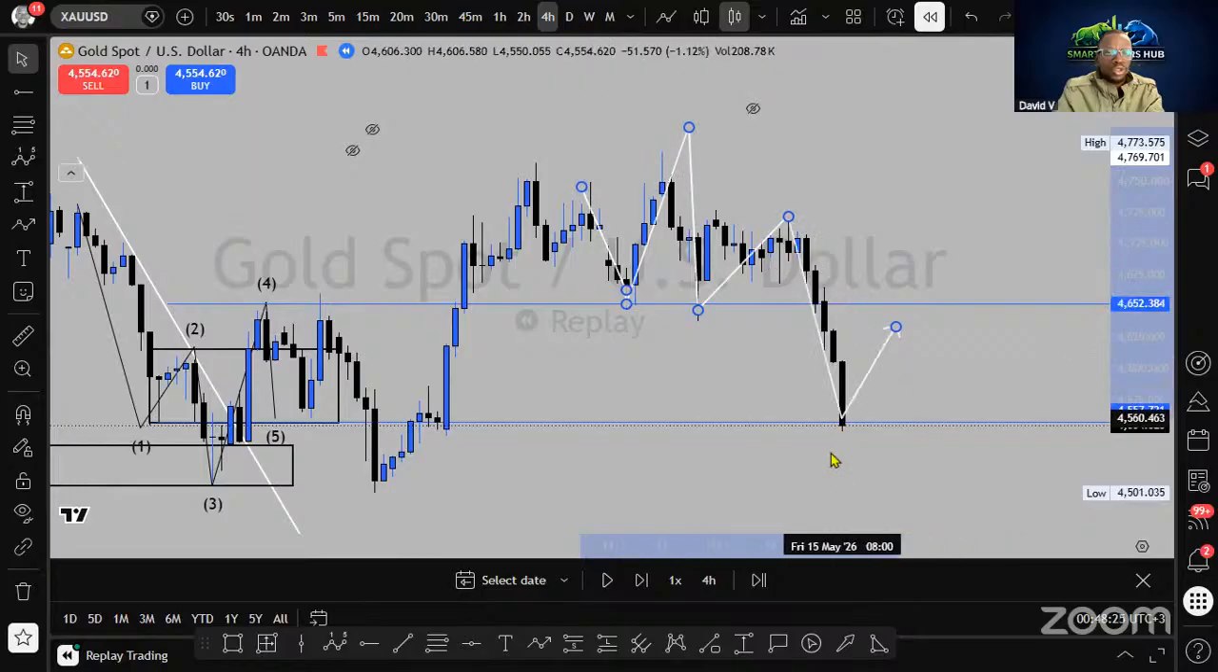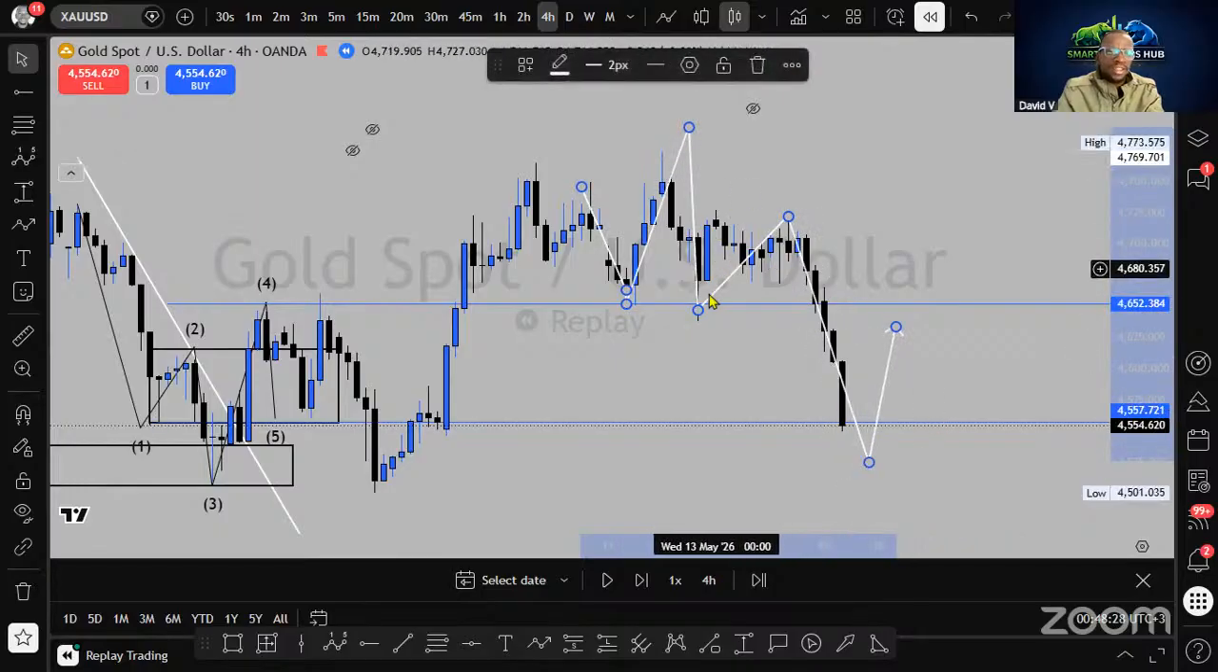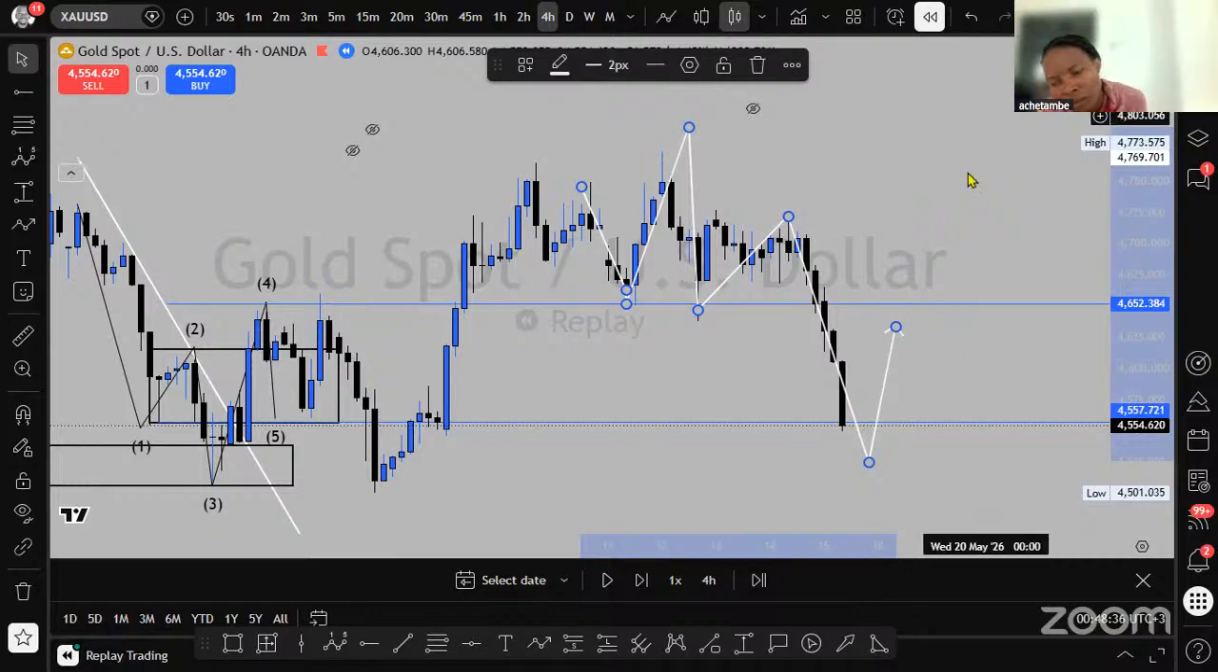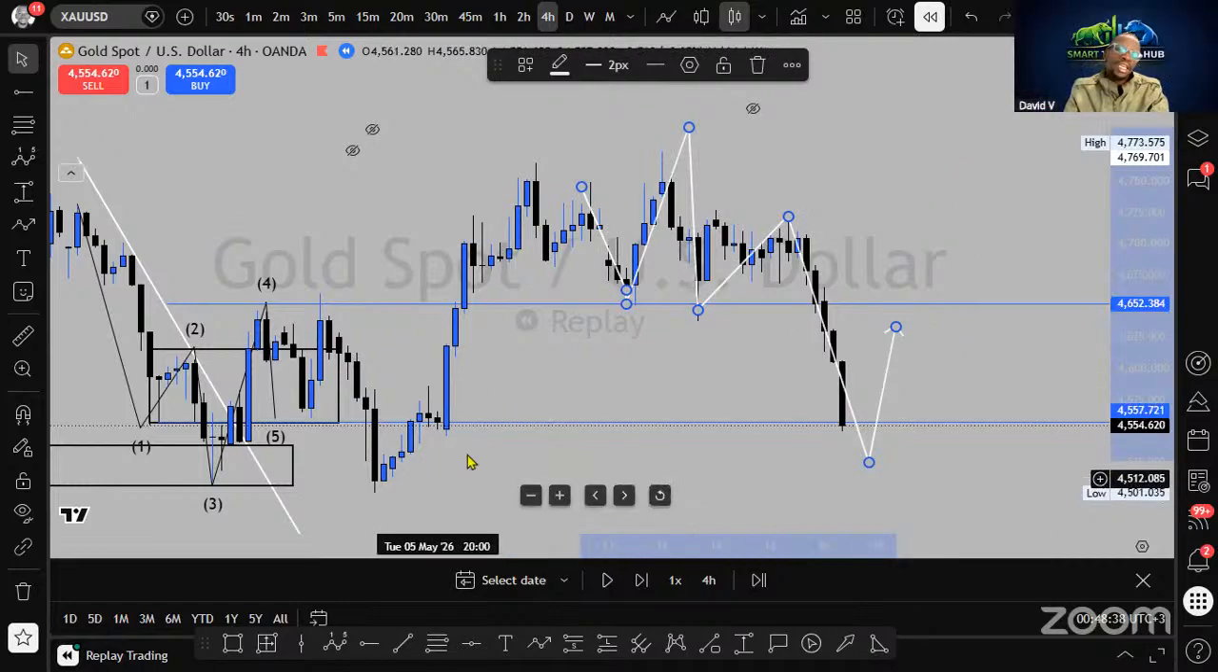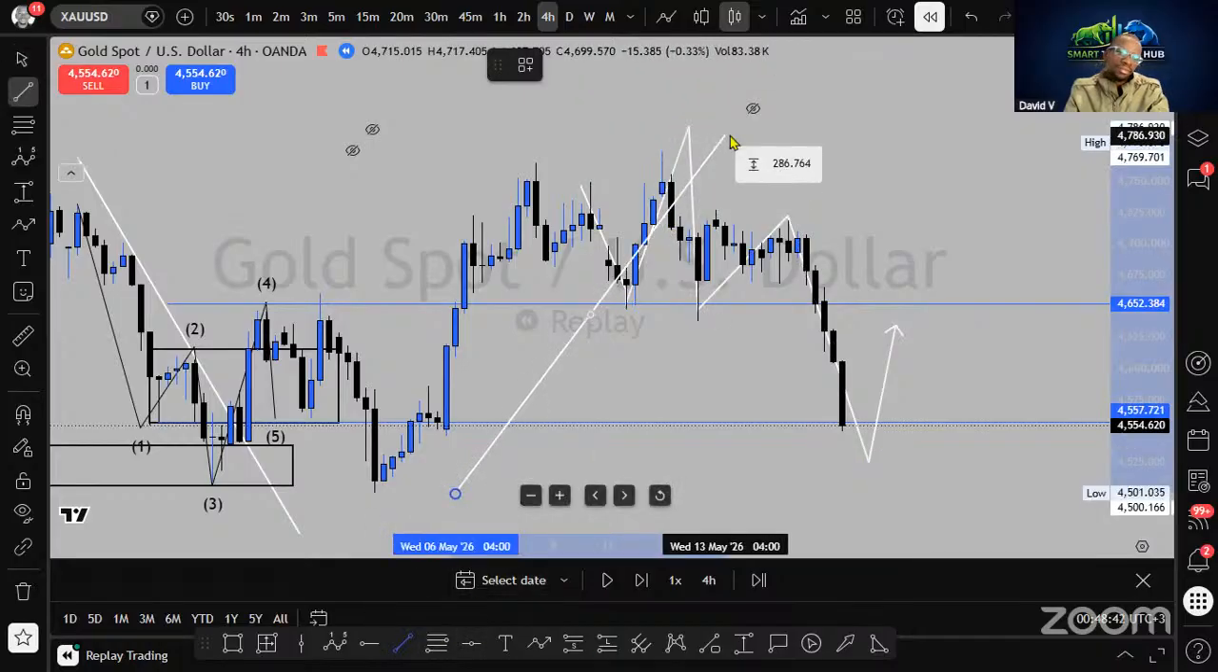But kuna mtu atakuchorea kitu kama hii na aseme this was a head and this was a shoulder na aseme ilienda chini. But for me, no. Okay. For me, no, because it has to come from a trend.